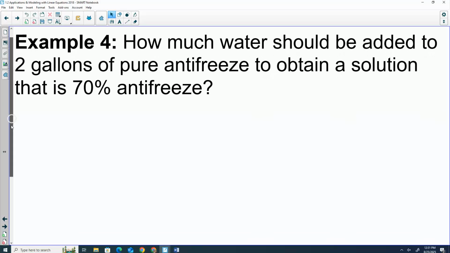2 gallons of pure antifreeze to obtain a solution that is 70% antifreeze. So we have to take our solution, we're diluting it down, and we're trying to get a 70% concentration. So, we have a couple different things here. We have water, we have antifreeze, and we have our mixture, right? It can be confusing on these problems, trying to keep everything straight. So my suggestion, when you have problems that involve a lot of different things, is to set up a table.